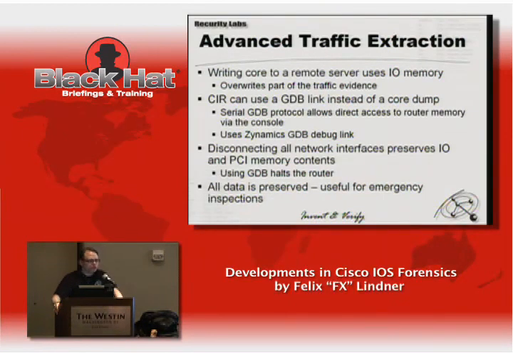But what we can do in an emergency situation where we really want to preserve all the traffic data is we take the undocumented GDB serial link to the Cisco. The GDB serial protocol is for remote debugging embedded devices or other devices. What you're supposed to do is connect to the console and turn on GDB debugging on the serial port.